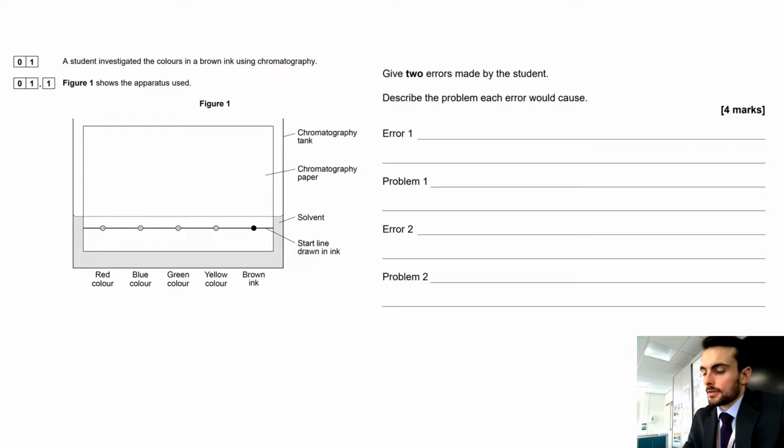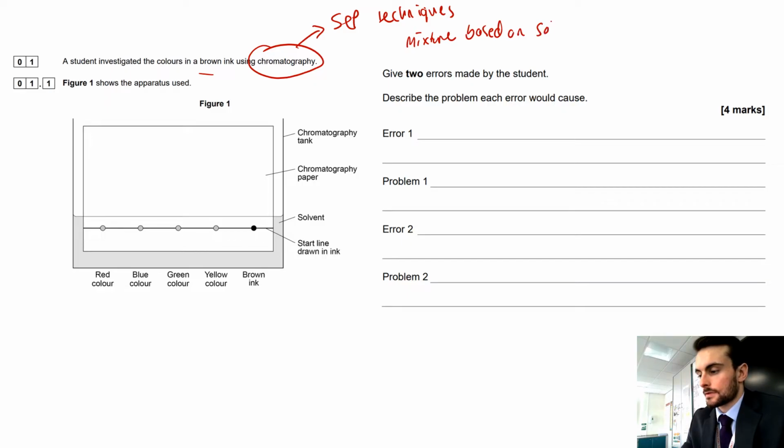First question. A student investigated the colours of brown ink using chromatography. As soon as I see that word, I'm thinking separating techniques, like your filtration and all that stuff. Chromatography is the one where we use a solvent to separate a mixture based on the solubilities, depending on how soluble they are.